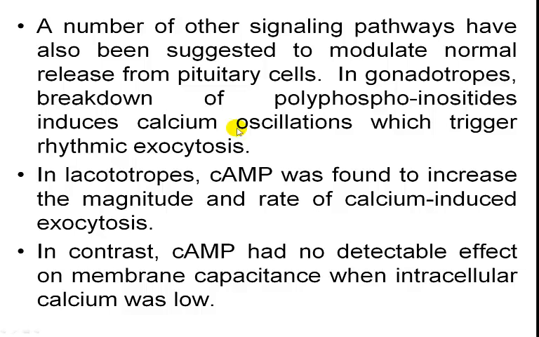Right, so think back on this of how is the exocytosis triggered. If it's through calcium oscillations, you get rhythmic exocytosis. What are the short-term plasma levels going to look like? So in lactotropes, cyclic AMP was found to increase the magnitude and rate of calcium-induced exocytosis. So this is based on the idea that there might be a prolactin-releasing hormone that can take it above baseline.